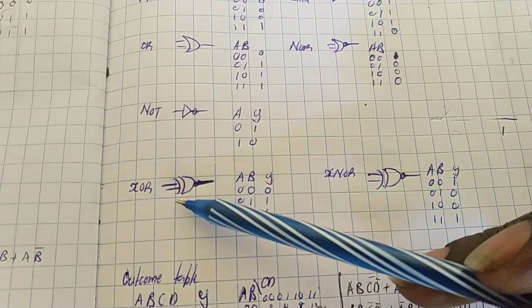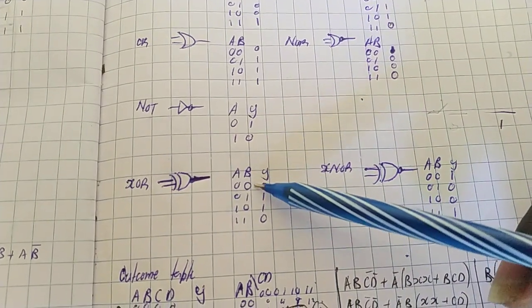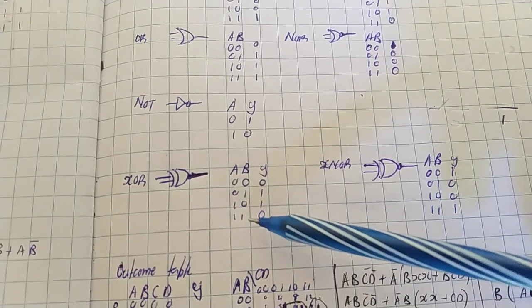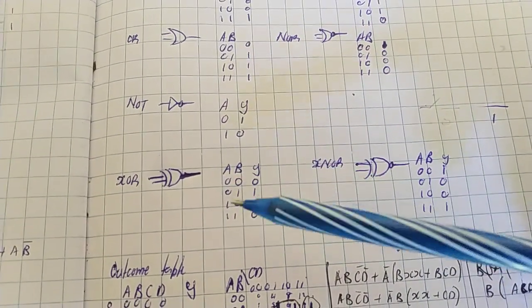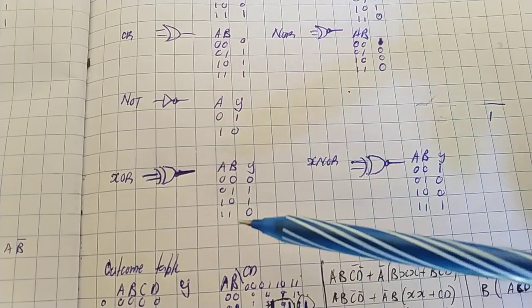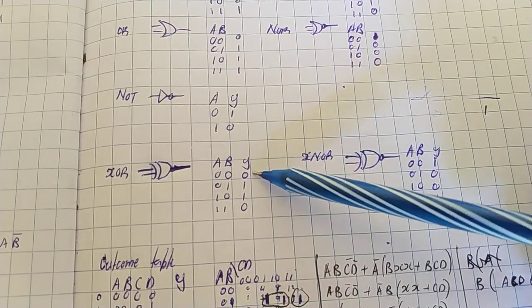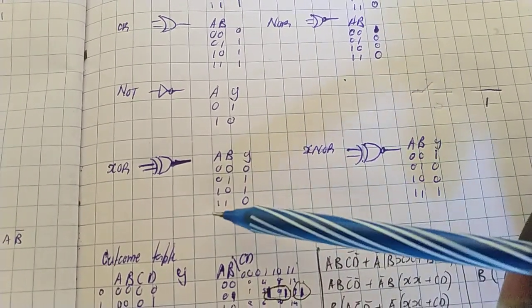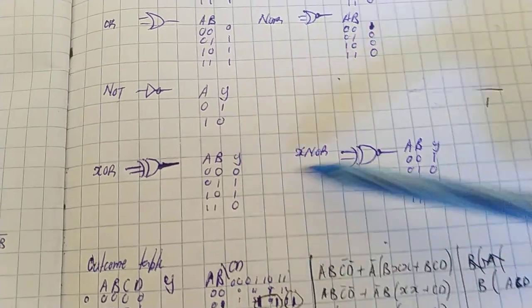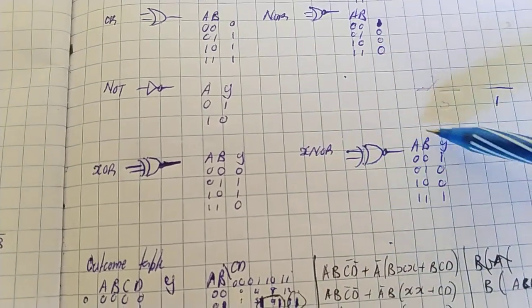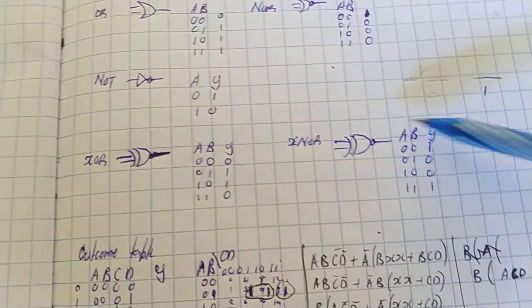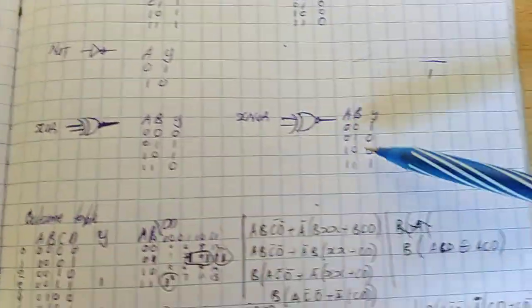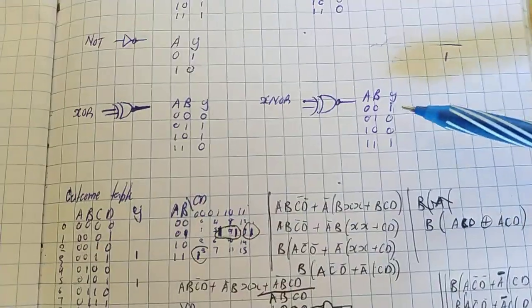And then the other gate is an XOR. For XOR, one of the inputs needs to be high for you to get a high, and if both of the inputs are the same, you get a low. So for 0 0, they're the same, you get a low. 0 1, they're not the same, you get a 1. 1 0, they're not the same, you get a 1. 1 1, they're the same, you get a 0. XNOR is the opposite of this. So for the same inputs, you get a high, and for different inputs, you get a low.